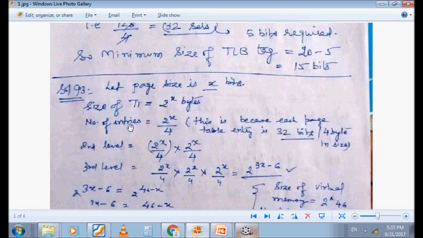तो total size को इससे divide कर देंगे, तो 2^x by 4 will be the total number of entries that has to be done for a page in a page table, and that is for the 3 layers T1, T2 and T3. So it becomes 2^x by 4 into 2^x by 4 into 2^x by 4.